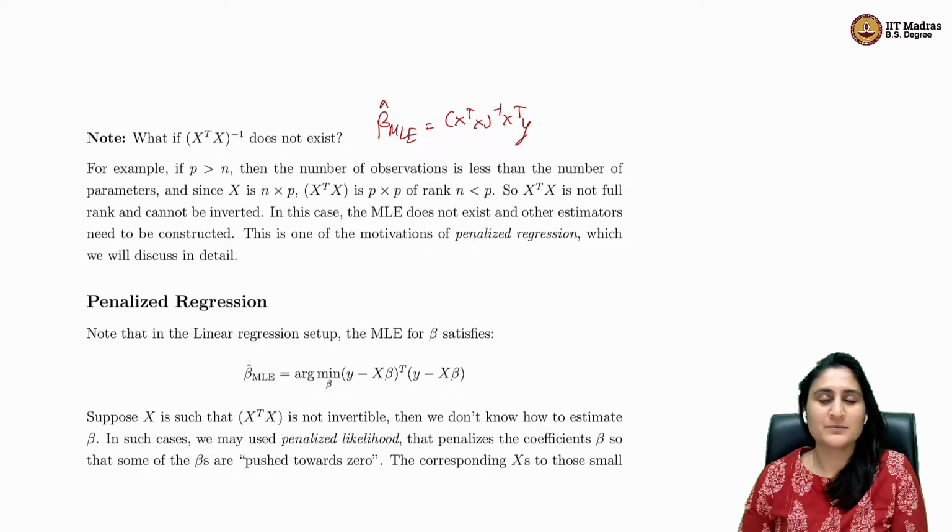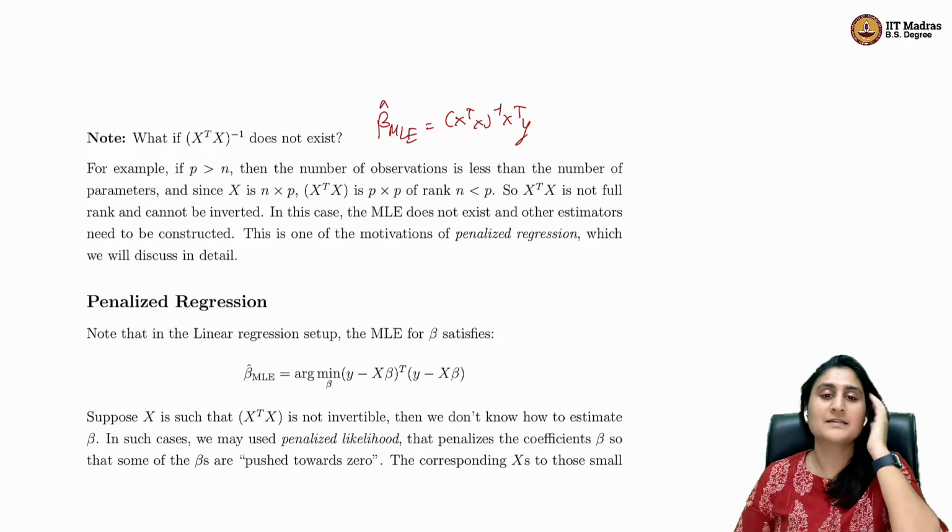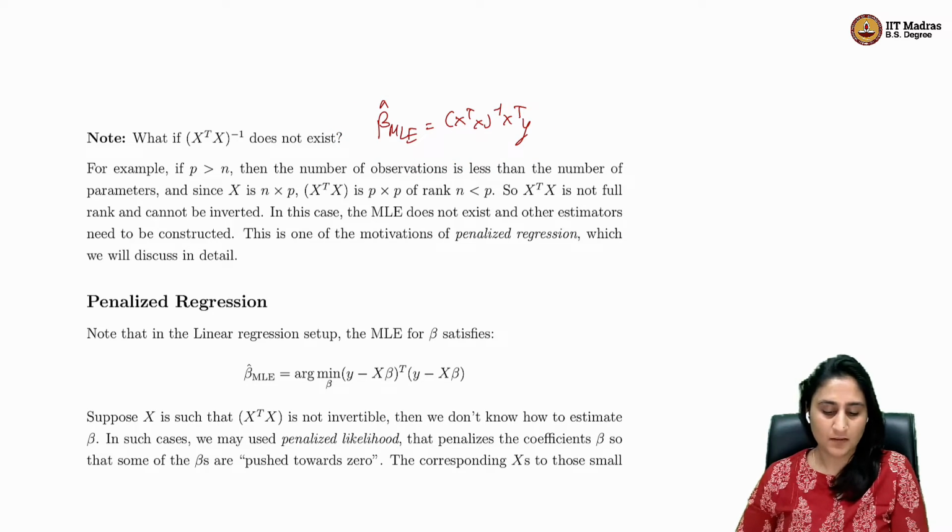So in the last video, we were talking about linear regression, and we basically introduced the linear regression model and set up the problem as a maximum likelihood estimation problem for the regression coefficient beta. And then we obtained the maximum likelihood estimator, which is (X transpose X) inverse X transpose Y.